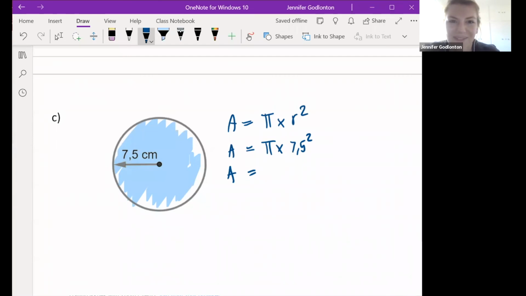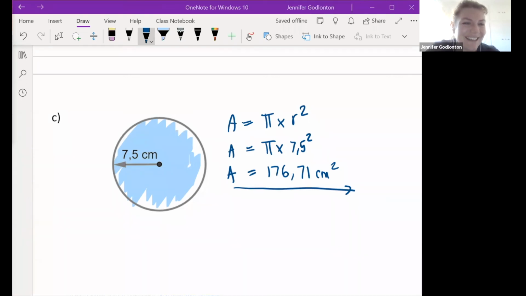Ma'am, must I say the answer in decimals? Yeah, give me the answer as a decimal. I got 170.71. Beautiful. Even rounded off beautifully. What are my units going to be? Centimeters squared. Yes, perfection. Nice job. Good work, Asande.